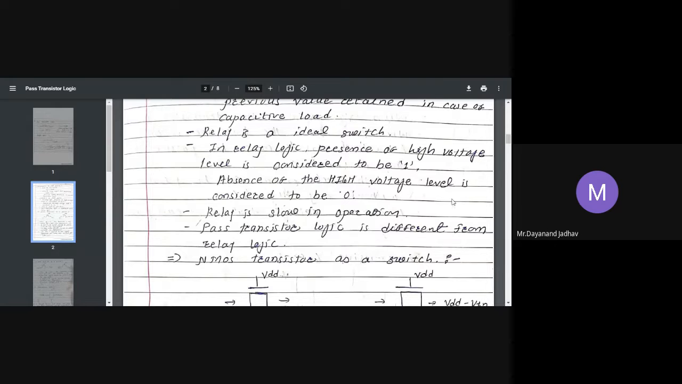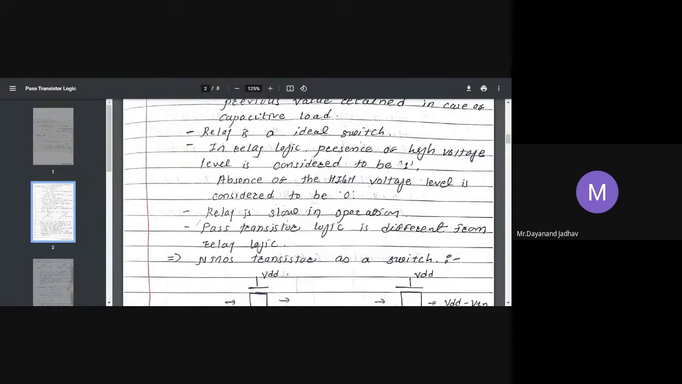In relay logic, the presence of the high voltage is considered to be 1 and the absence of the high voltage is considered to be 0. A relay is slow in operation. This is one of the characteristics. Fast transistor logic is different from relay logic. Relay logic is again one of the switching technologies.